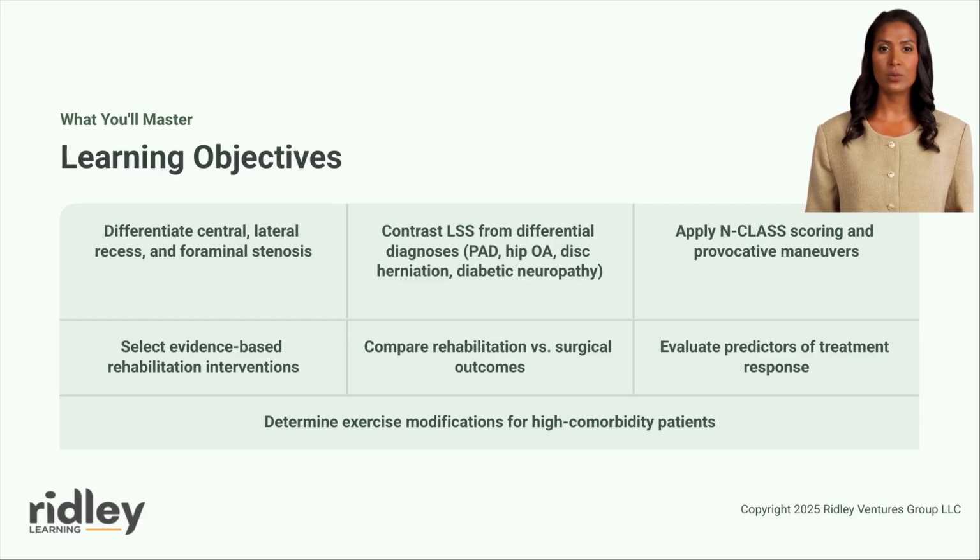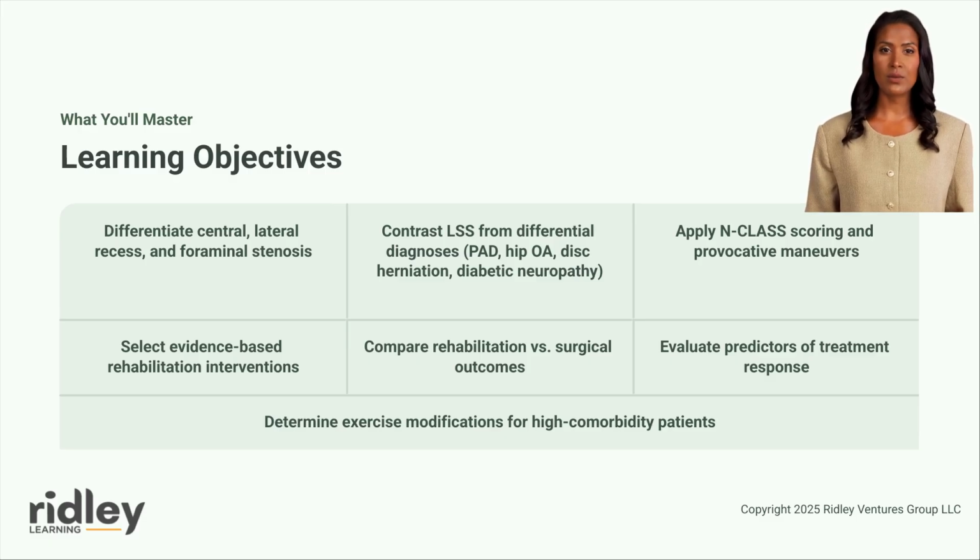Third, you will be able to apply validated clinical assessment criteria, including the N-class scoring system and provocative maneuvers, to evaluate patients presenting with suspected neurogenic claudication. Fourth, you will be able to select appropriate evidence-based rehabilitation interventions, including manual therapy, flexion-based exercises, trunk stabilization, and aerobic conditioning based on patient presentation, symptom severity, and functional status. Fifth, you will be able to compare short-term and long-term outcomes of supervised multimodal rehabilitation versus surgical decompression, including rates of clinically meaningful improvement, complication profiles, and outcome convergence over time.